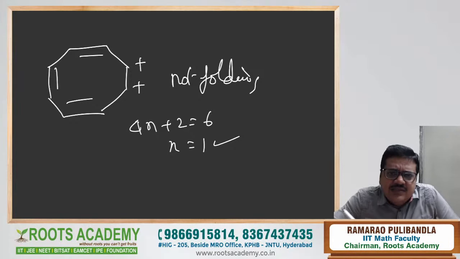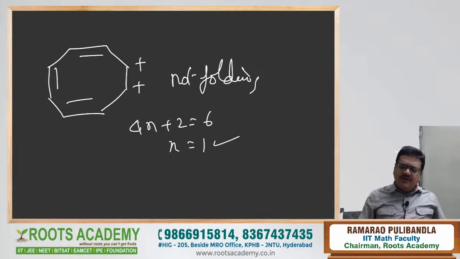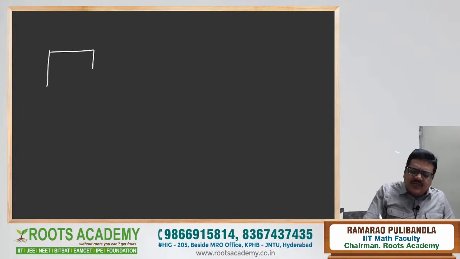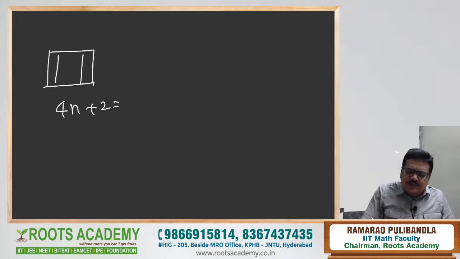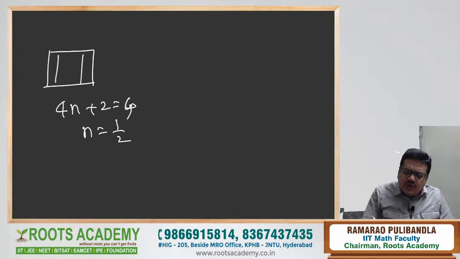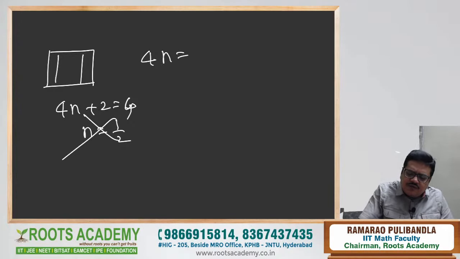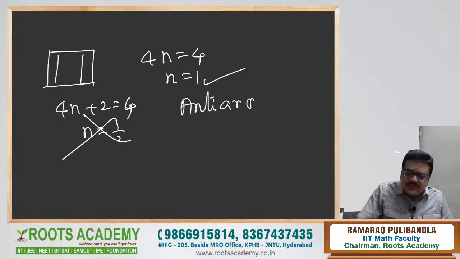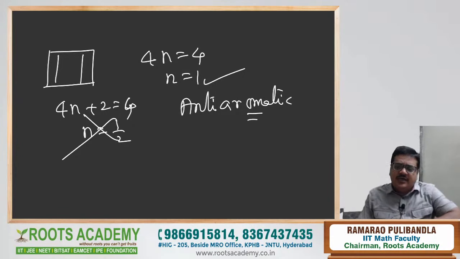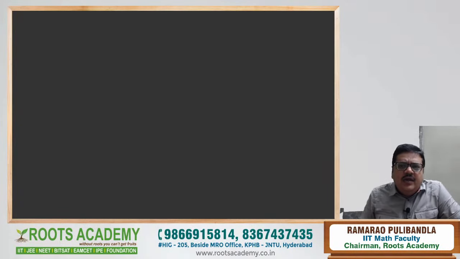Like that, we can discuss aromaticity. Now, if a compound is having a picture like this, 4n plus 2 equal to 4, n is equal to 1 by 2. So it is not aromatic. Apply another one, 4n is equal to 4, n is equal to 1. It is anti-aromatic. Like that, you can apply aromaticity.